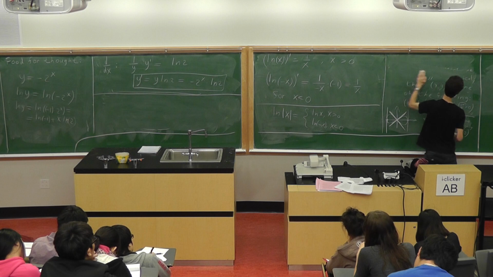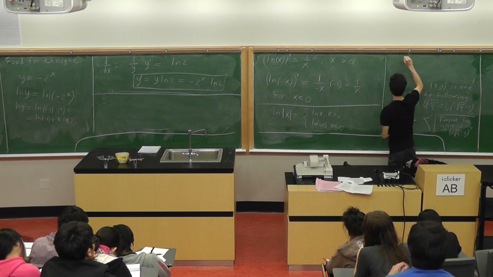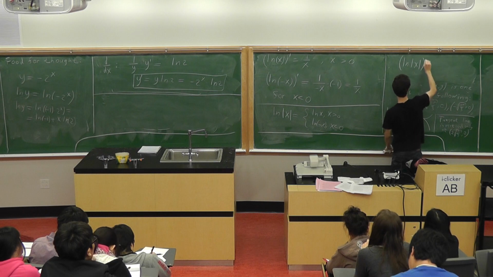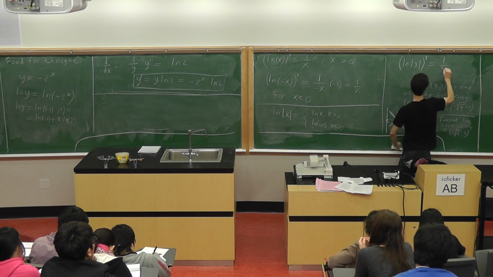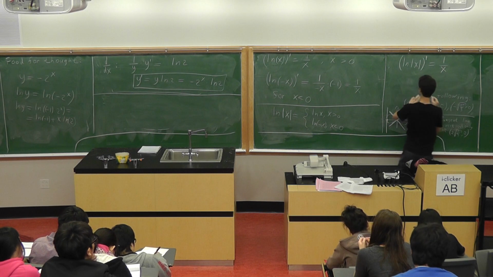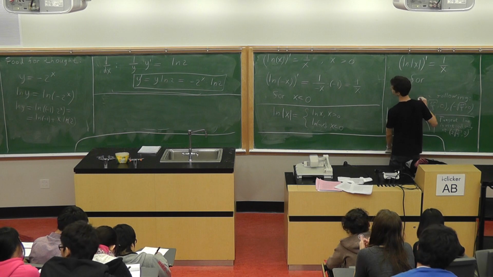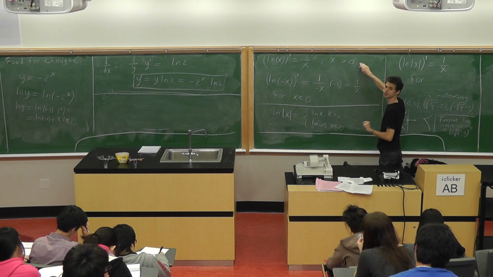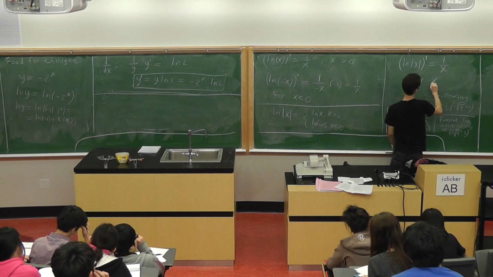And then we just proved a funny result. The derivative of this complicated function, ln of absolute value of x, is exactly 1 over x. And this result is valid for both x which is positive and x which is negative, basically for any x which is not equal to 0.